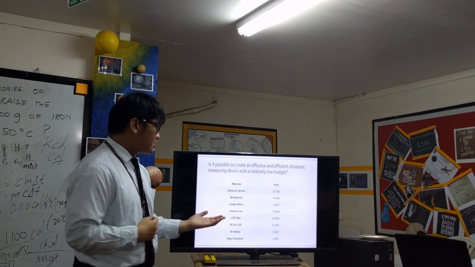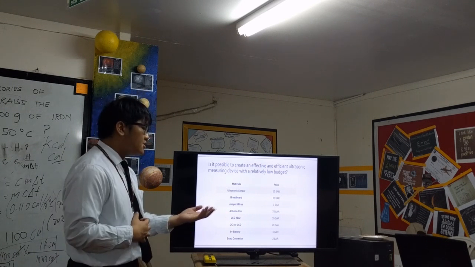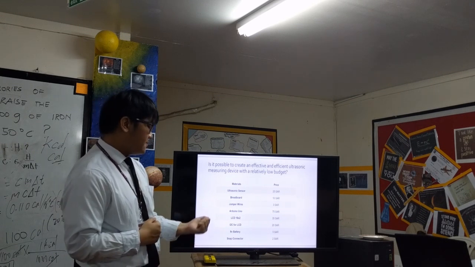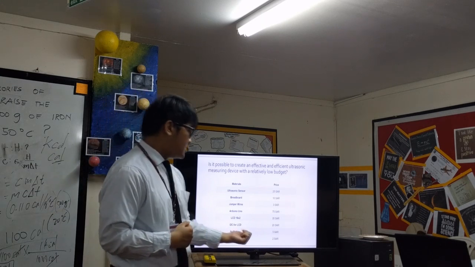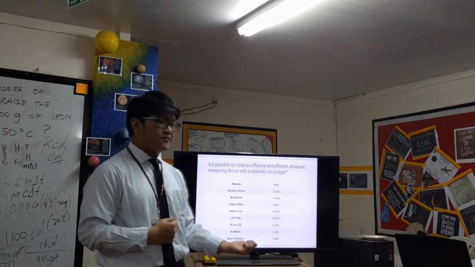So the ultrasonic sensor costs us 25 riyals. For the breadboard, 10 riyals. Jumper wire, 3 riyals. Arduino Uno, 75 riyals. LCD 16x2, 35 riyals. I2C for LCD, 20 riyals. 9 volts battery, 5 riyals. And snap connector for 2 riyals.